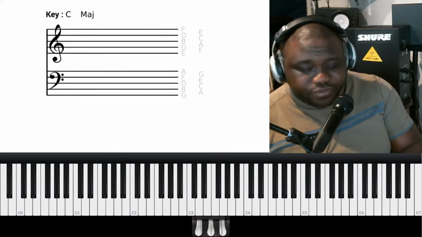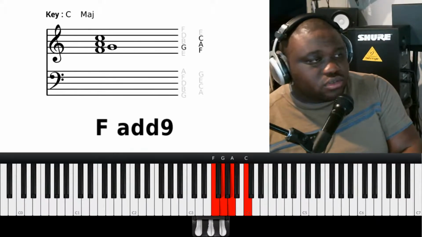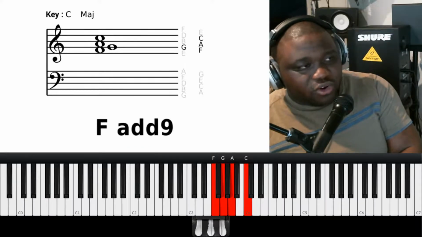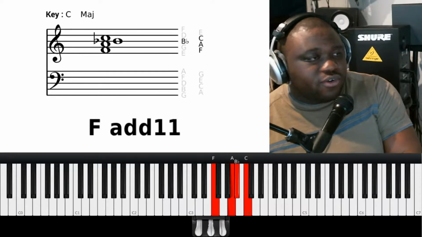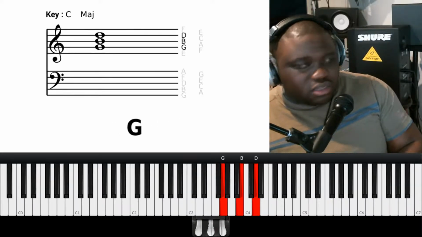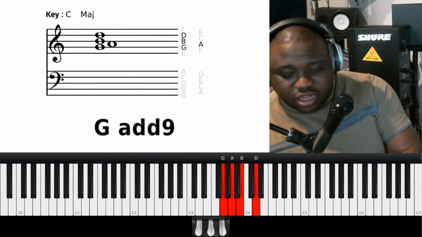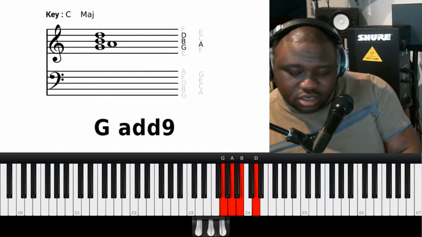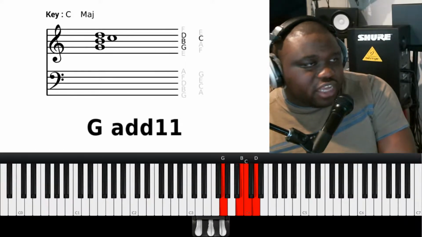In F, your 2 will be F add 9, and then 4, F add 11. You guys got it? In example G, G add 9, okay, and then G add 11. You guys got a point?